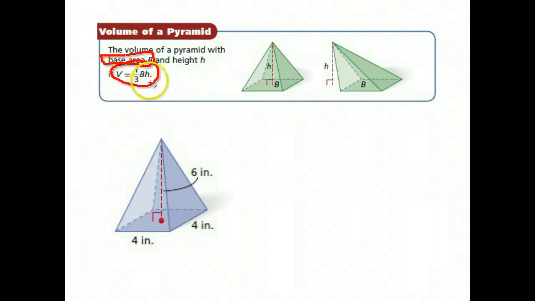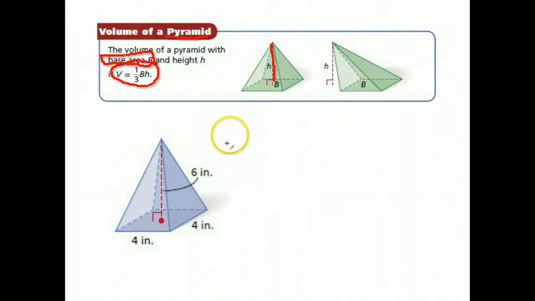So this is the formula I want to make sure you have in your notes for volume of a pyramid. Again, it's 1/3 area of the base times the height. And one thing you want to know, the height is the distance from the bottom straight up to the top of the pyramid at its vertex.